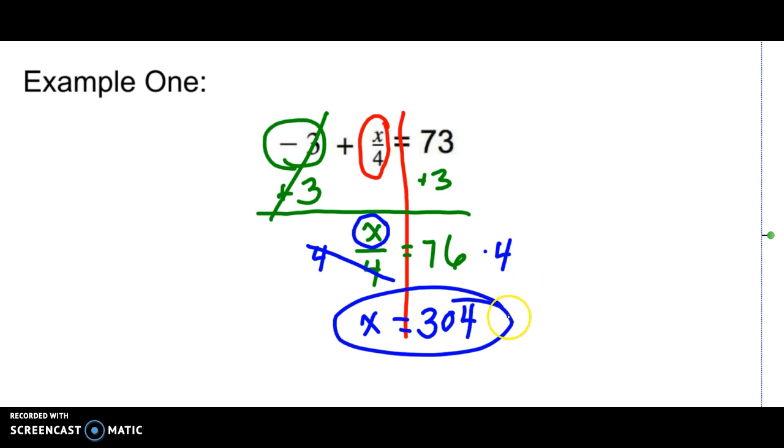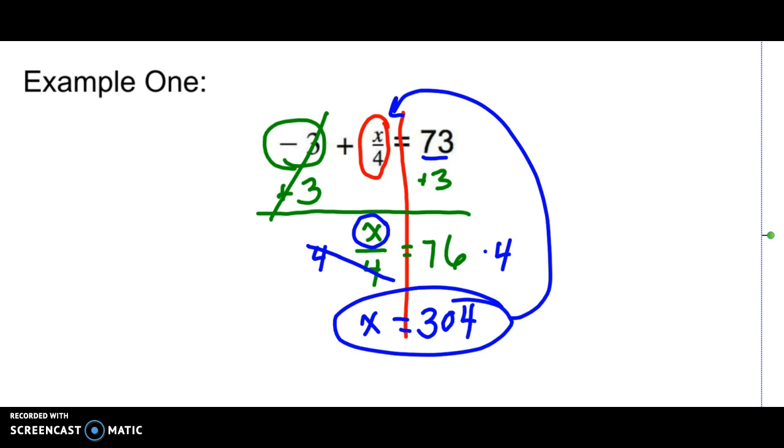And then again, just to refresh, we can always plug that back up here into the original equation and then solve. So if I take 304 and divide it by 4, I get 76. And if I add that to a -3, I get my 73, which was the original answer. So it's just an easy way to check yourself every single time.